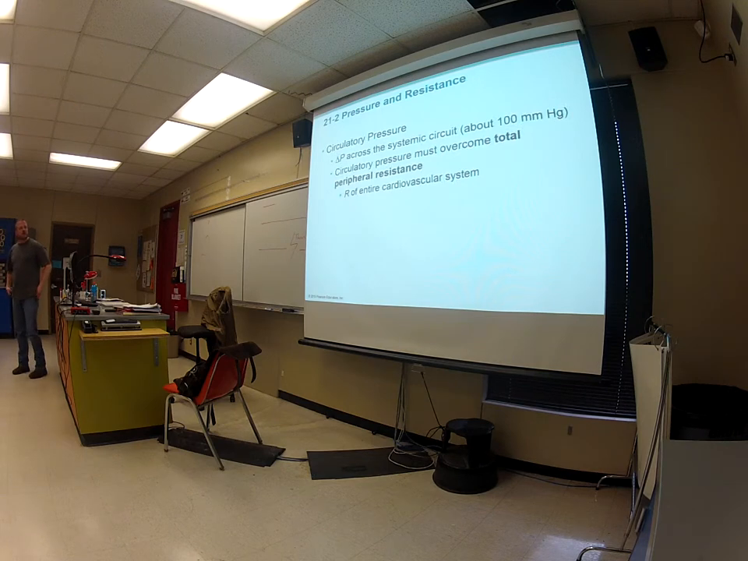So, circulatory pressure is about 100 millimeters of mercury. Circulatory pressure must overcome total peripheral resistance. Well, this is peripheral resistance. It has to overcome it. That means it has to go from here out to here. It has to. All right? R is the resistance of the entire cardiovascular system. So, let's do this just so you guys can get a visual. Because I know right now you're thinking, what?